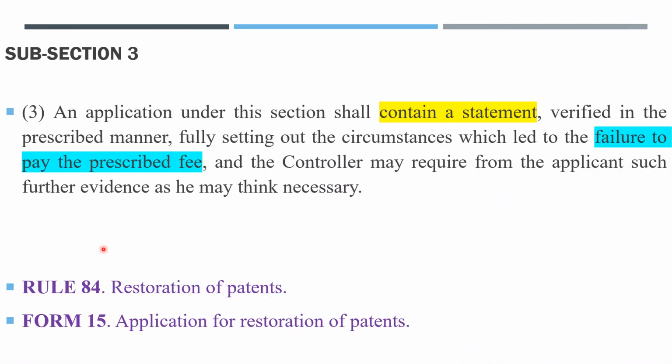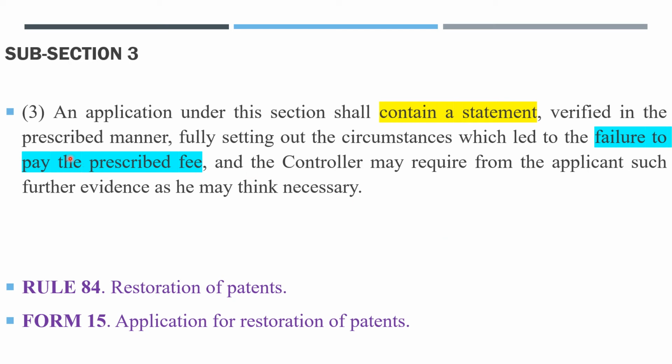Subsection 3 says: an application under this section shall contain a statement verified in the prescribed manner, fully setting out the circumstances which led to the failure to pay the prescribed fee, and the controller may require from the applicant such further evidence as he may think necessary. So friends, the key phrase is "contain a statement." Whenever you talk about subsection 3, just remember the key term is statement.